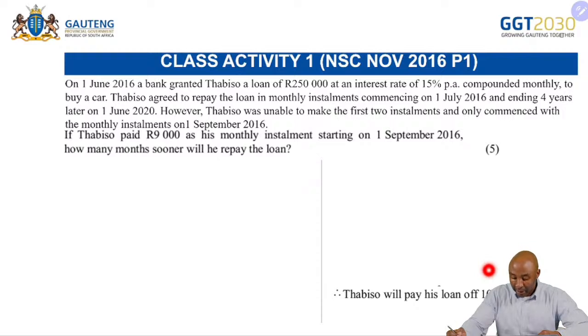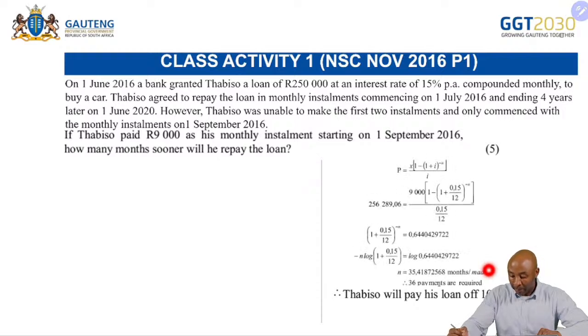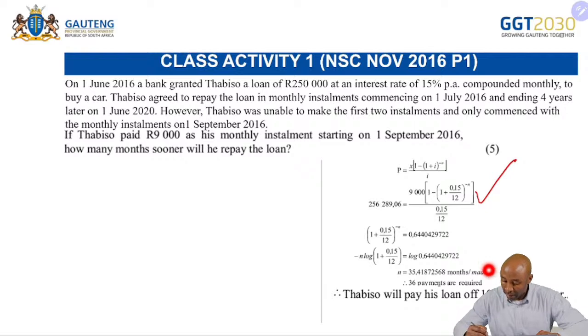So in this case, remember, we calculated the loan amount. Remember, payments did not start on time. It's a deferred annuity. So as our principal amount, we should remember to use 256,289.06, and the interest, we are having it there, and we are calculating our N. So there is a mark for the correct substitution into the correct formula.